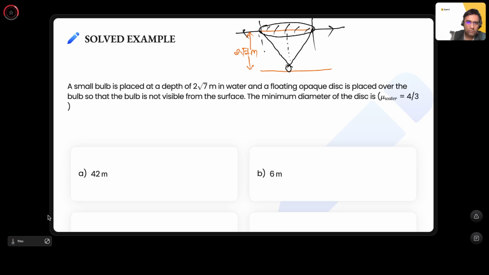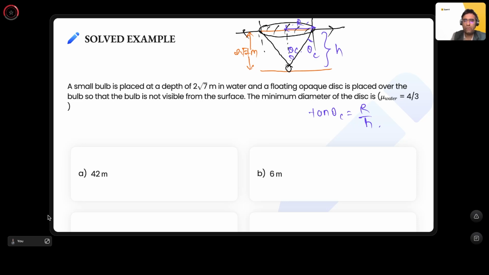So let's say the radius over here is r, okay, and this depth is h. Now this is the critical angle over here, this is also theta c. So we know that tan theta c will be equal to r upon h. Okay, this is what it will be. This is r, this is theta c, perpendicular upon base.